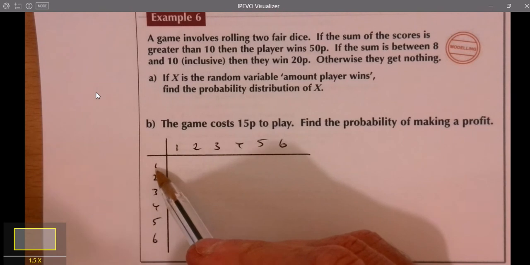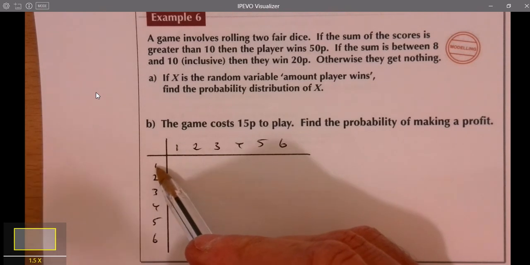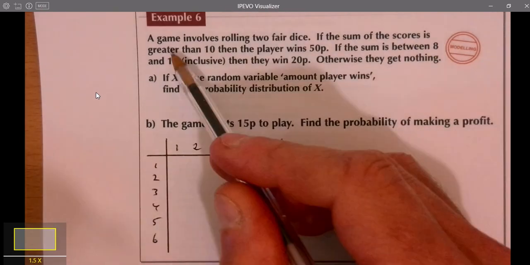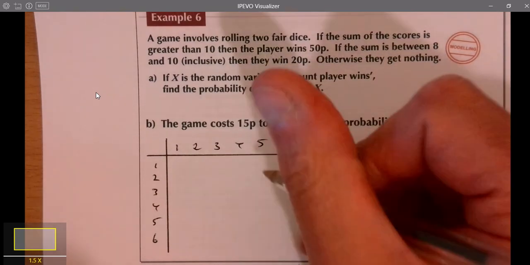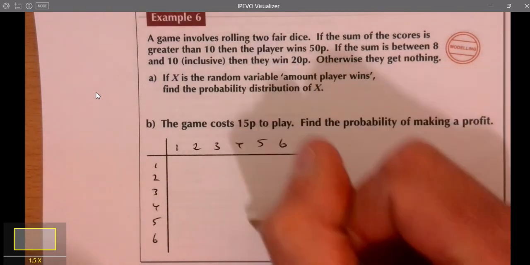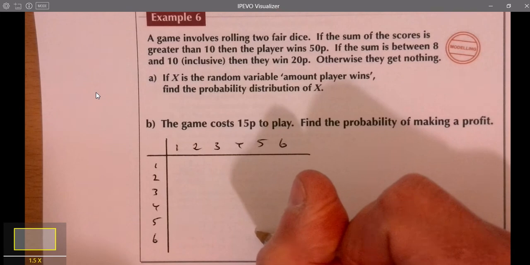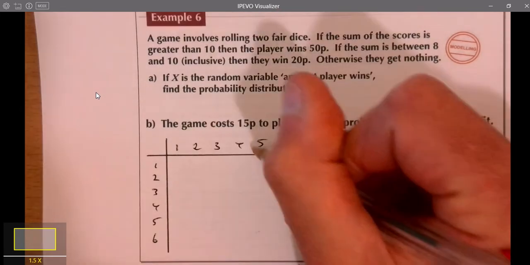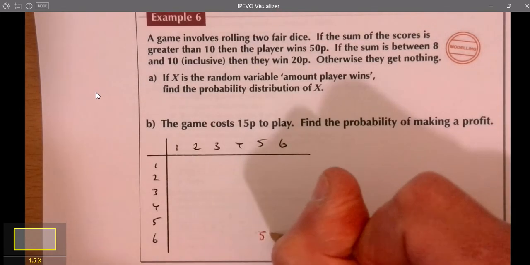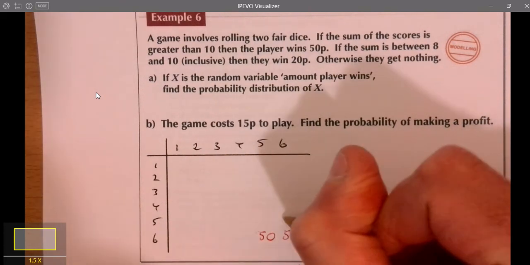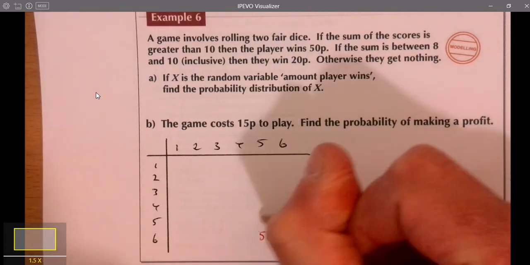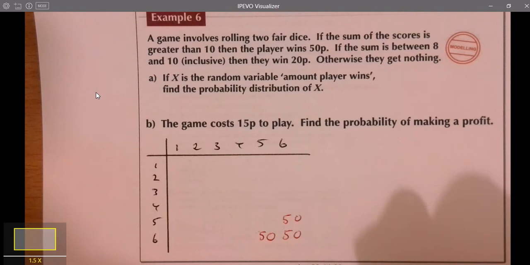Here we go. So, what are we interested in? If the sum of the scores is greater than 10, then the player wins 50 pence. So if it's greater than 10, where does that happen? It'd be easier if I was doing this on squared paper. So that happens with a 5 and a 6. I'd get 50 pence there, and we would get 50 pence there. Nowhere else do we get that.